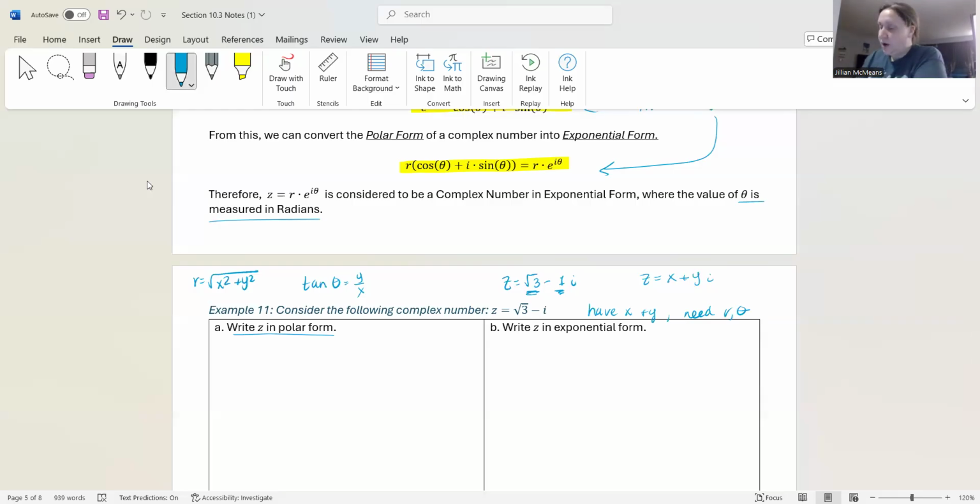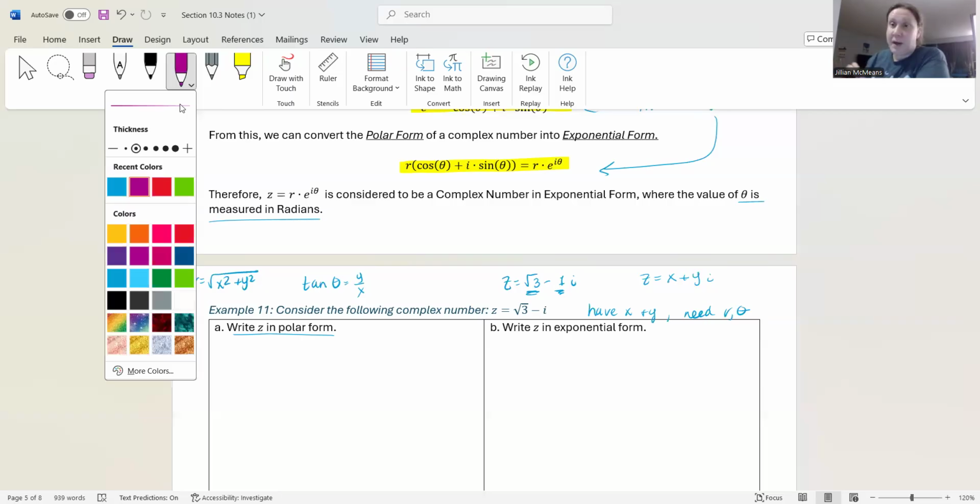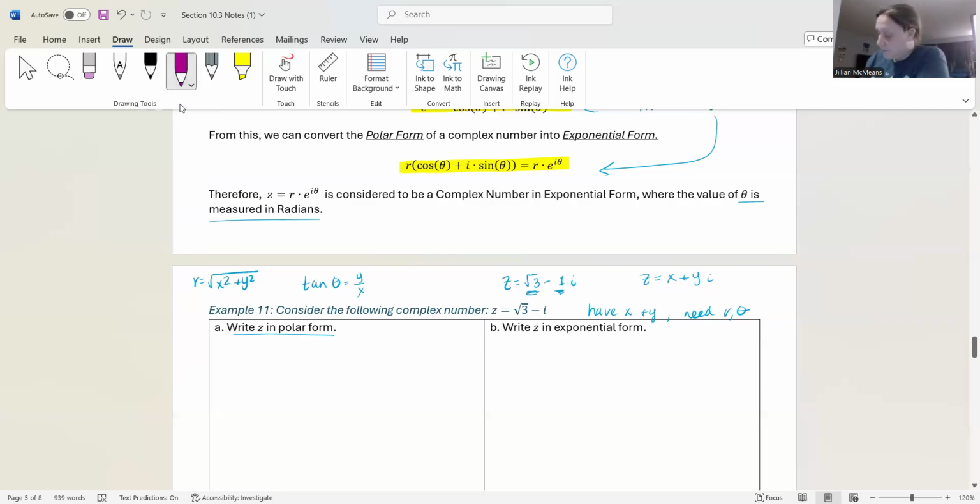I like that purple color. It's very pleasing to me. So I'm going to go back to this plum purple color.